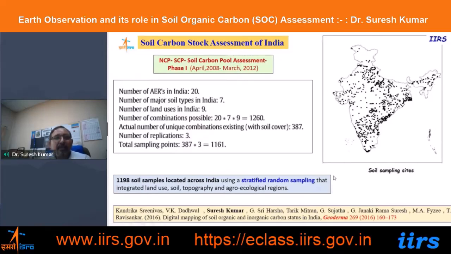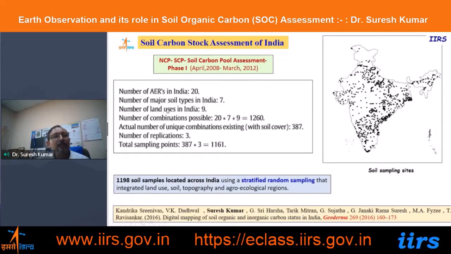But here, with the base year 2008 to 2010, we did soil sampling, and based on that we estimated the soil carbon stocks. Around 1200 soil samples were collected from throughout the country. Before that, how were the sample sites identified? We considered agroecological regions. We took the map of agroecological regions prepared by ICAR.